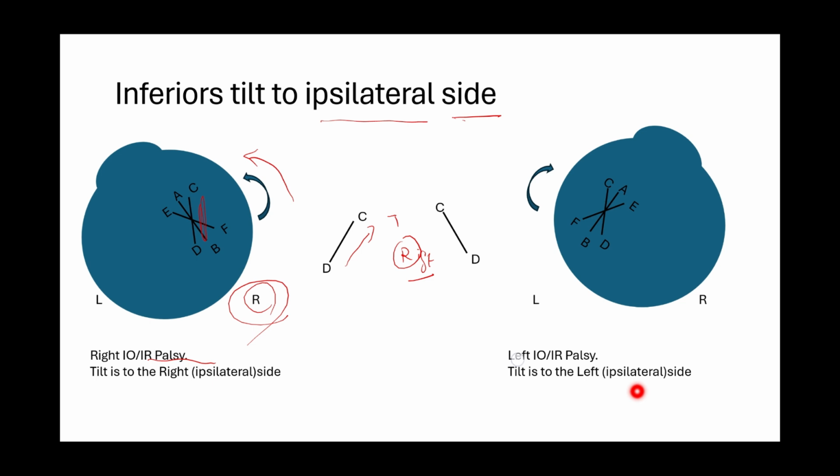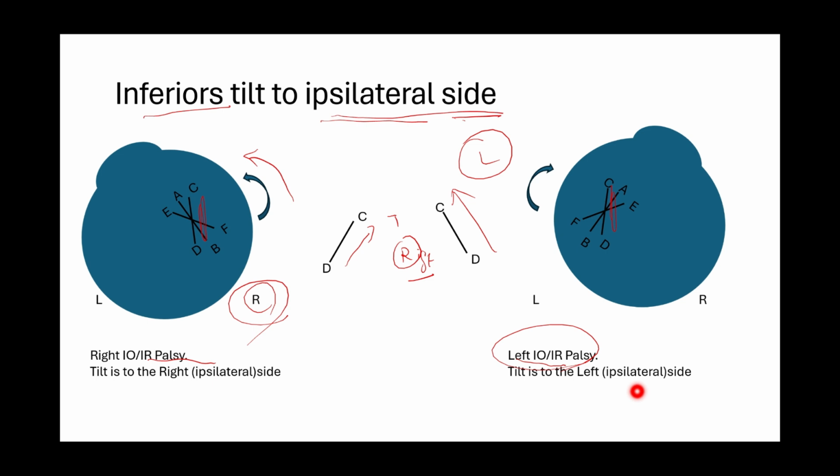Here we have the left inferior oblique, inferior rectus palsy. Eye is intorted, so naturally CD comes into play when a linear object is projected, and CD is visualized as a tilt towards the left side. So again, a left inferior palsy has caused a tilt towards the left side, that is, inferior palsy tilts towards the ipsilateral side.